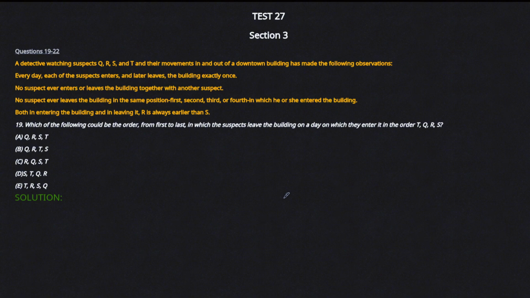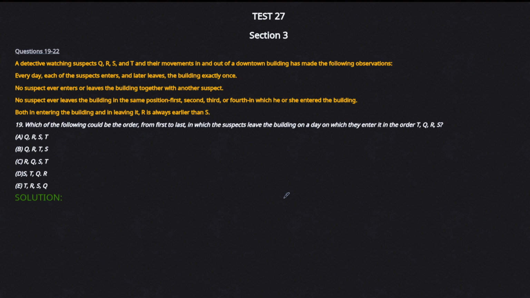A detective watching suspects Q, R, S, and T and their movements in and out of a downtown building has made the following observations. Every day, each of the suspects enters and later leaves the building exactly once. No suspect ever enters or leaves the building together with another suspect. No suspect ever leaves the building in the same position, first, second, third, or fourth, in which he or she entered the building. Both in entering the building and in leaving it, R is always earlier than S. Okay, so these are the conditions that we're provided with.